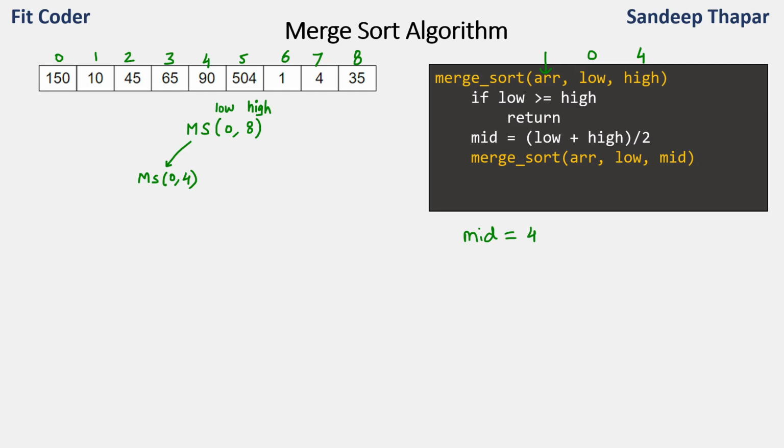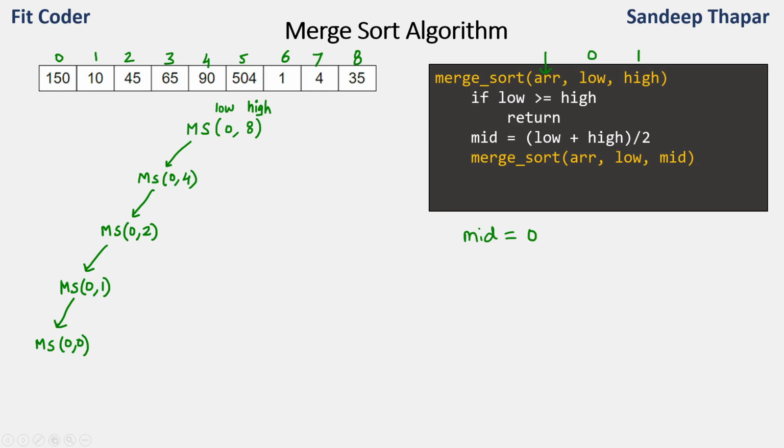We again compute the midpoint. The midpoint becomes 2. Now we again call the merge sort function for low and mid, so we call merge sort for 0, 2. Now high is 2, and the midpoint becomes (0 plus 2) by 2, which is 1. Now we call the merge sort function for 0, 1. Low is 0, high is 1, midpoint is 0. Now we call merge sort for 0, 0.